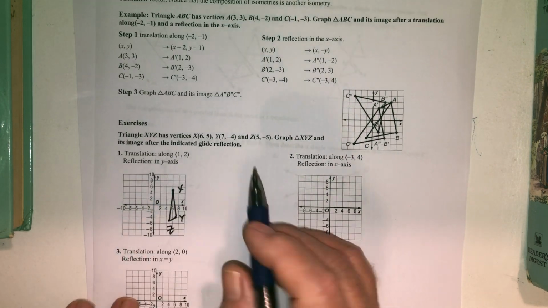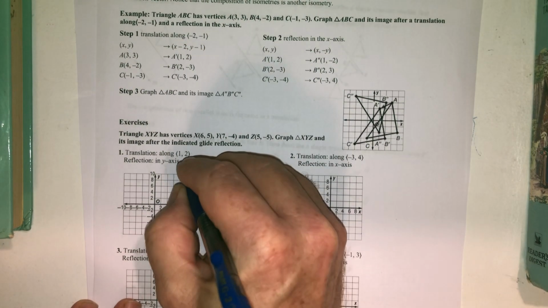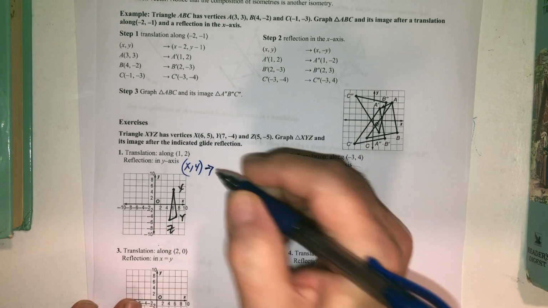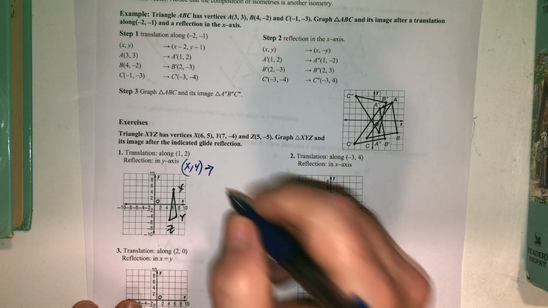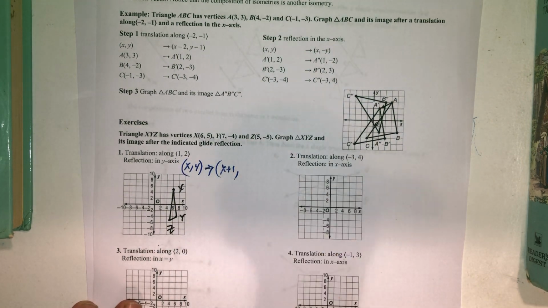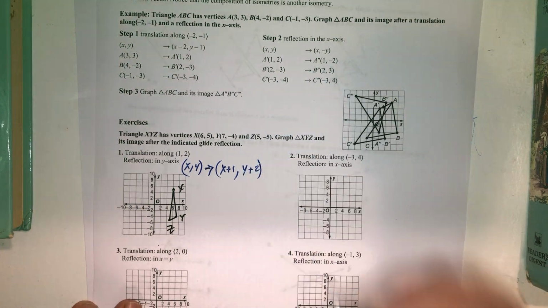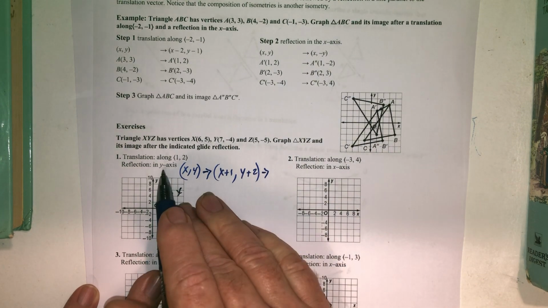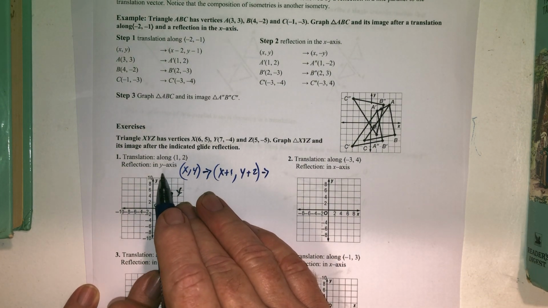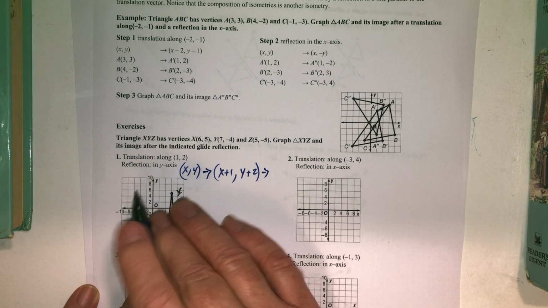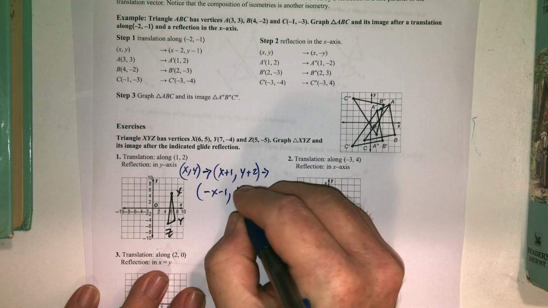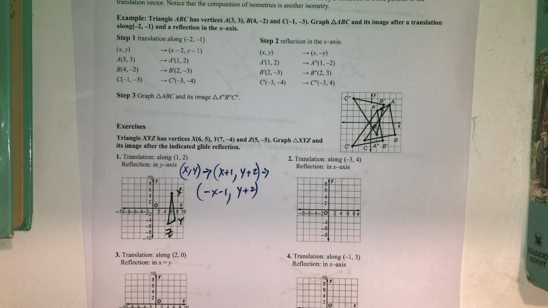So let's make the rule. That's what I would do. I'm going to make the rule with the intermediate step in it. If we move along the vector (1, 2), we would get (x plus 1, y plus 2). Now if we reflect that about the y-axis, the sign on the x-coordinate changes. So that would go to (-x minus 1, y plus 2). So that's the rule, and you can leave that intermediate step off.